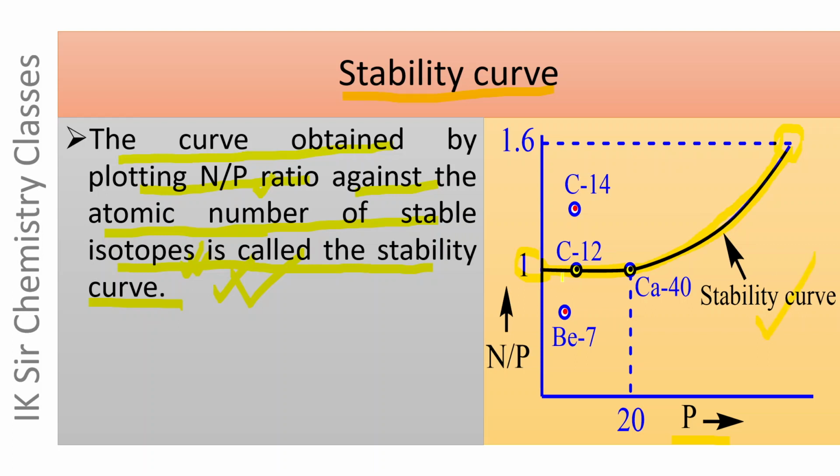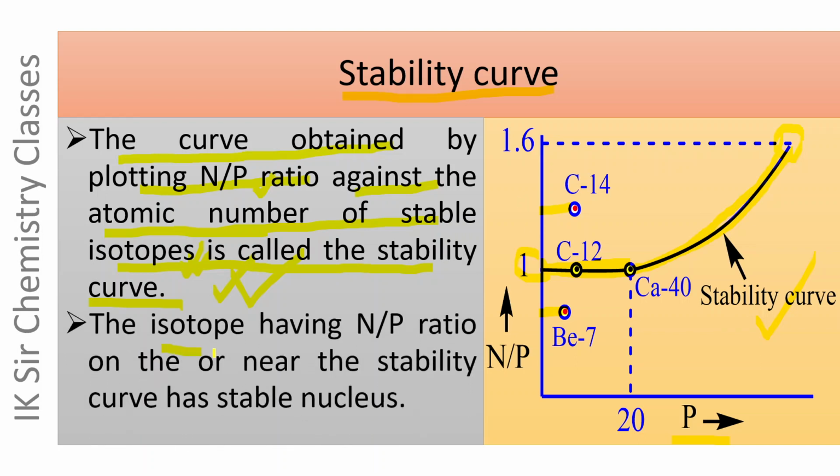Let us see the positions of some isotopes in this plot. Beryllium 7 has N by P ratio equal to 0.75. C12 has N by P ratio equal to 1. Ca40 also has N by P ratio equal to 1, but C14 has N by P ratio equal to 1.33.